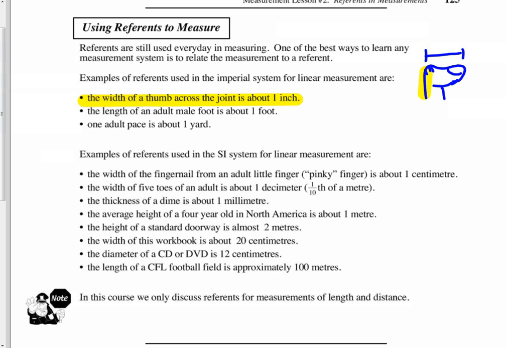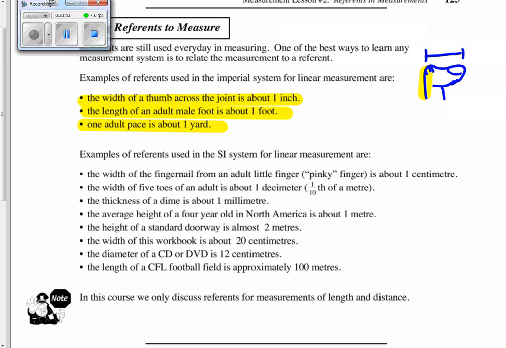Now, for some of you, if you have bigger hands, it could literally be the width of your thumb. I do not have that's long. Okay, so about, oh, you know what? Would you like a ruler? Yeah. Would you like a ruler?